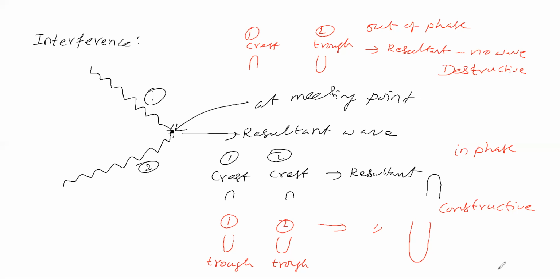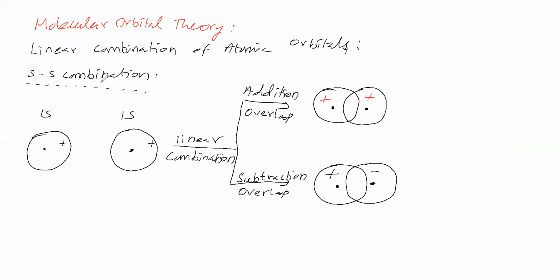Like this it is possible. Okay, now we will see here. Here we have taken molecular orbital theory. Here we said atomic orbitals undergo linear combination to give molecular orbitals. Now we have taken a 1s atomic orbital from one atom and a 1s atomic orbital from another atom. These two atoms combine to give a molecule.